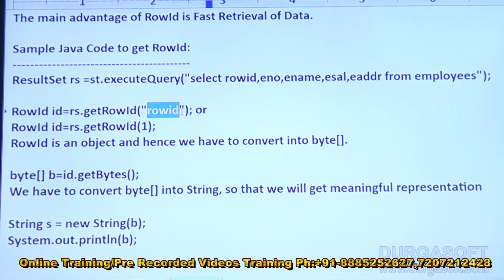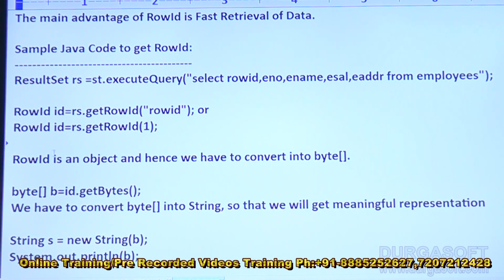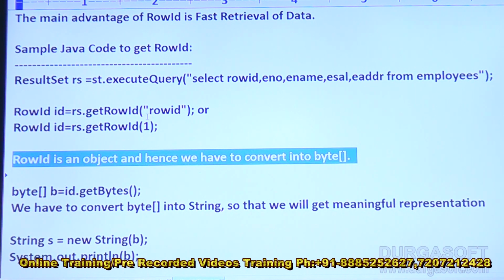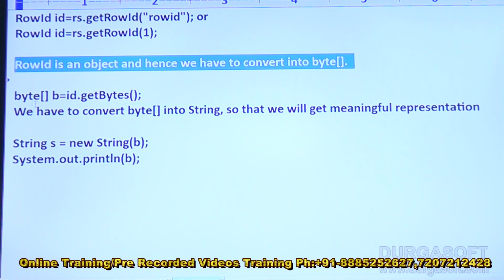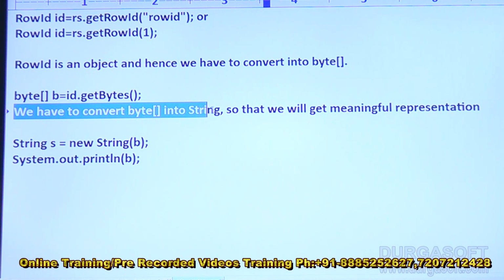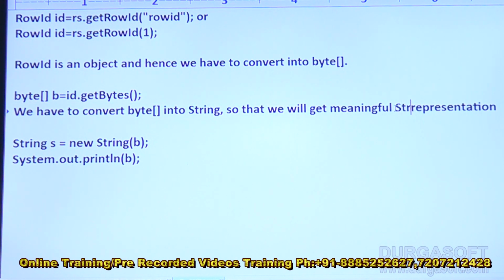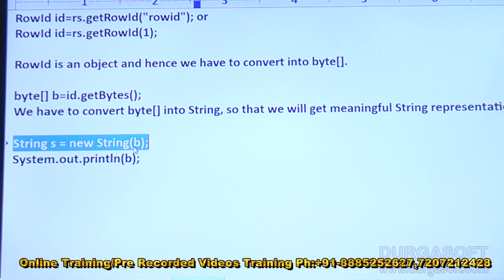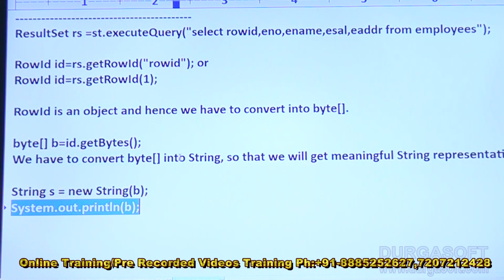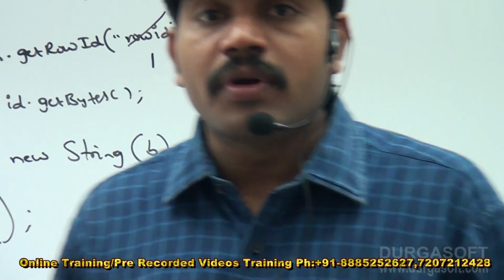Either the ROWID name or 1 you can use, right? Next, ROWID is an object and hence we have to convert it into a byte array. Byte array b is equal to id.getBytes. We have to convert the byte array into a string so that we will get a meaningful string representation. Are you getting that? String s is equal to new String of byte array. Now System.out.println of s.